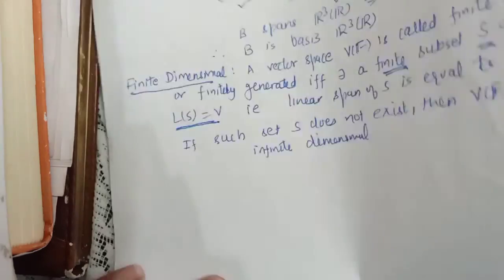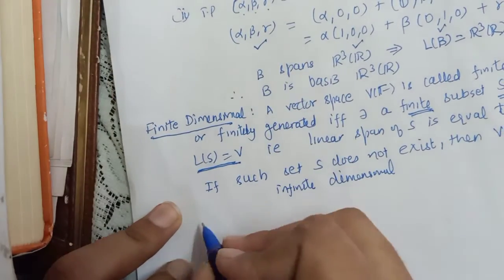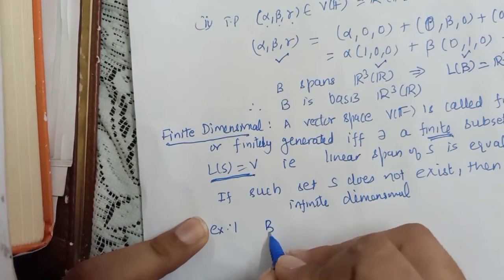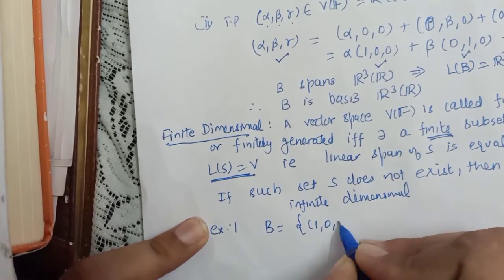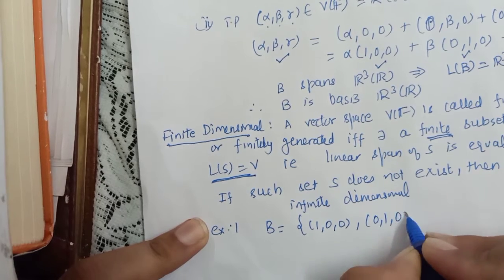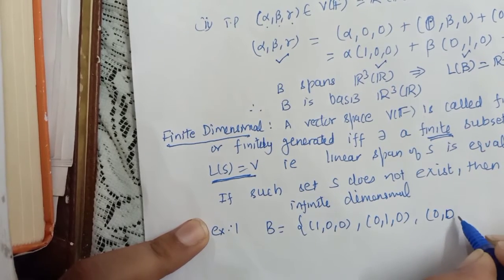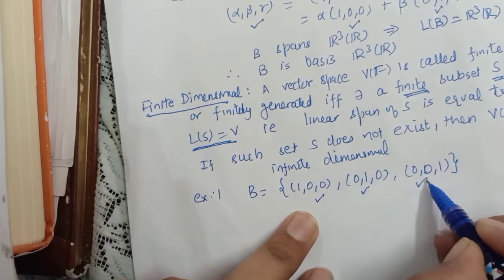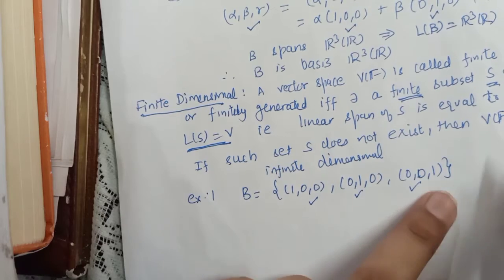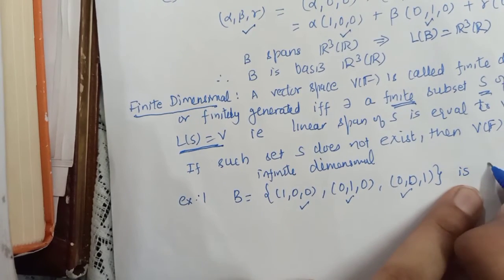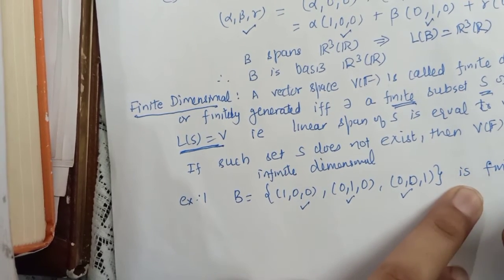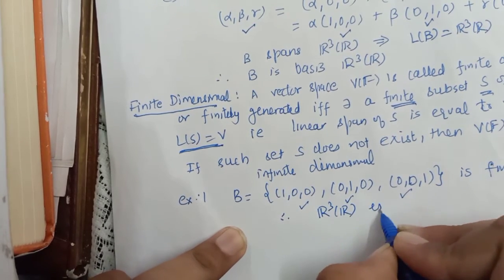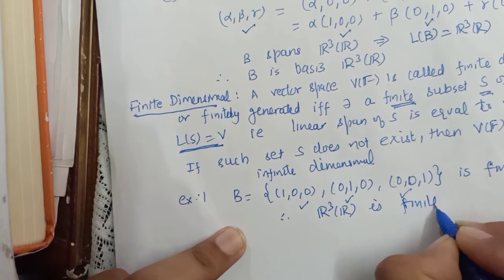So in the first example that we had seen, example number 1, (1,0,0), (0,1,0), (0,0,1), how many elements are there in this? These are finite, no? 1, 2, 3. So this is a finite set, therefore the vector space is a finite dimensional vector space.